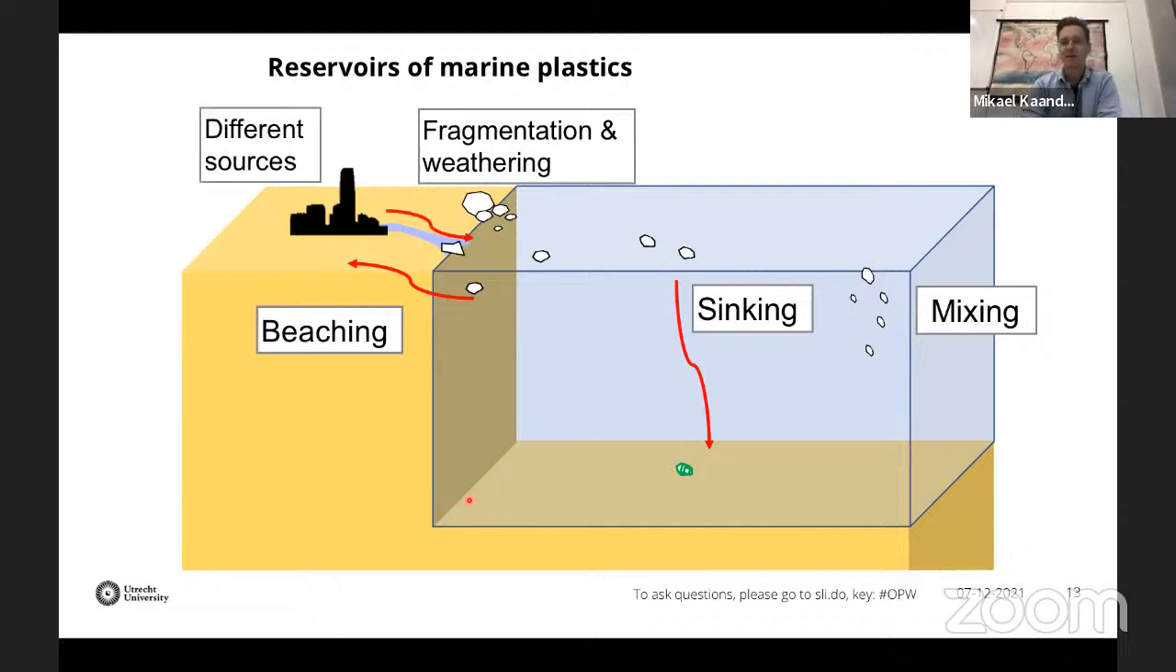And to complete this entire picture, so to complete this mass balance picture, we also need to know what the likely sources of plastics are. So like I discussed before, are they mainly coming from the fishing industry, for example, from rivers, from coastlines? That's something we don't really know yet.